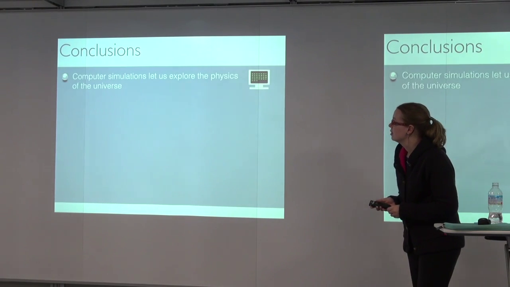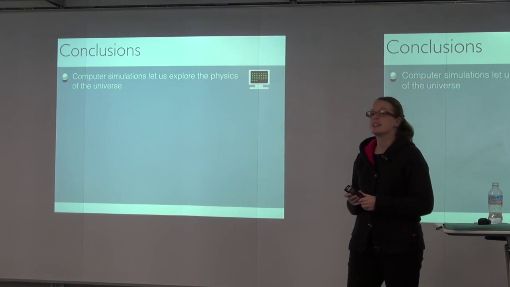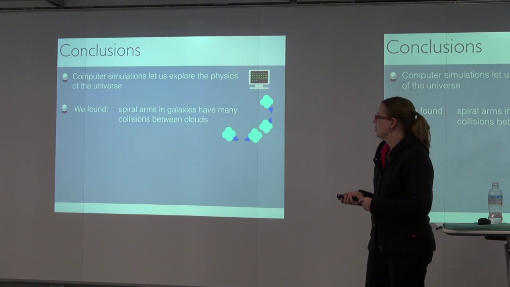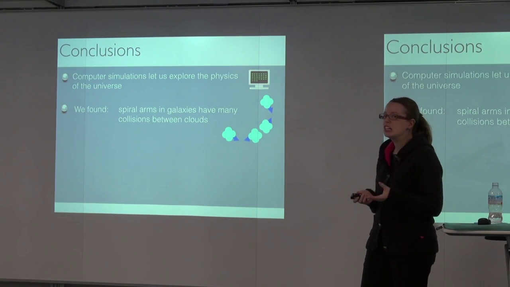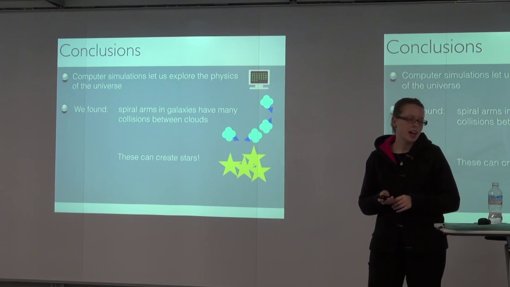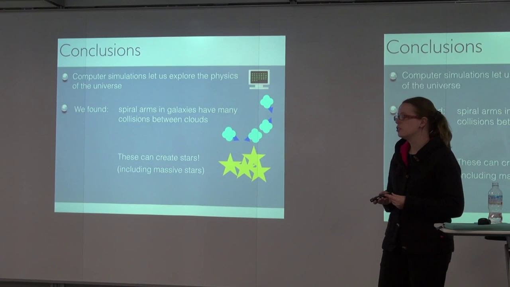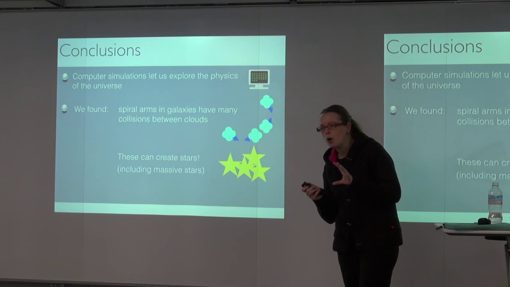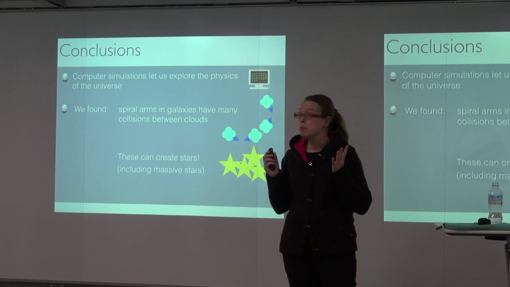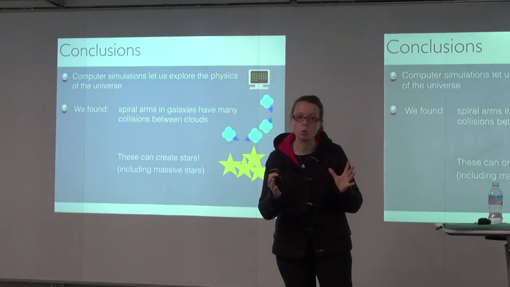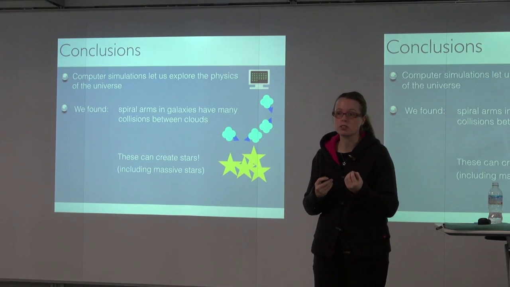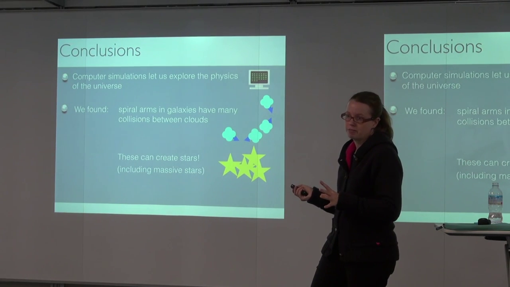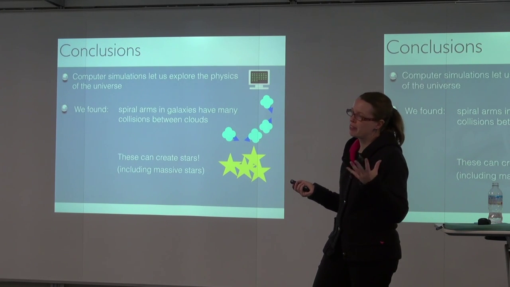So in conclusion, computer simulations let us explore the physics of the universe. And our group, the results I presented, have found that spiral arms in galaxies have many collisions between these star-forming clouds. And these can create stars, including really massive stars. Now, because this is recent research, it's hard to know how important this is. I would say I'm completely sure it plays a role in galaxy star formation, and it is important. But I don't think I would go as far as saying all stars are formed in cloud collisions. Merely that cloud collisions are playing a factor. They are important.